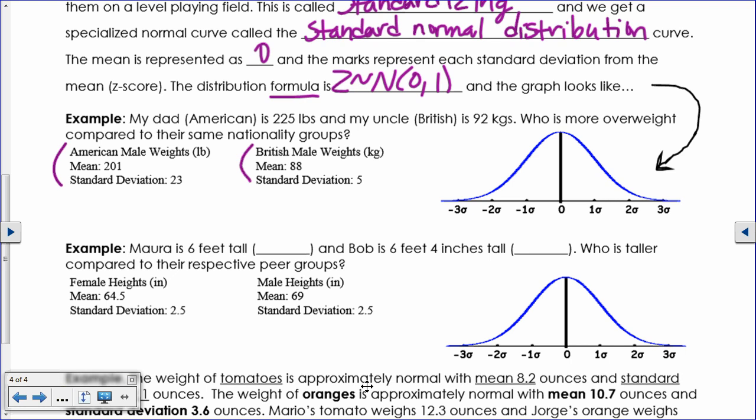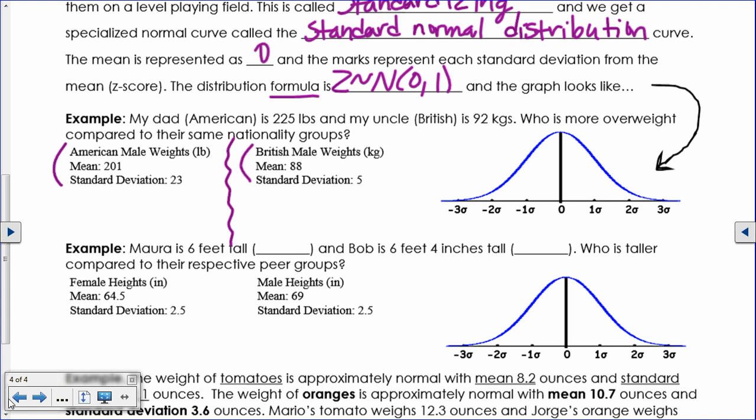Okay? So that's why we have to use z-scores. We're not going to compare them on the face value here because they're different units. So what I want you to do is draw a little line here. We're going to find the z-score for this dude, and find the z-score for this dude, and then we're going to compare them. Okay? So how do I find the z-score?